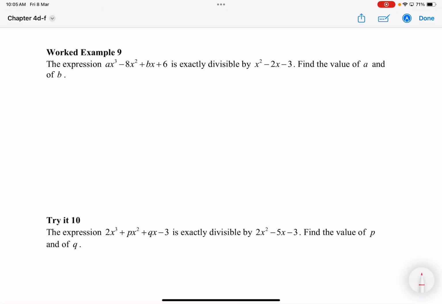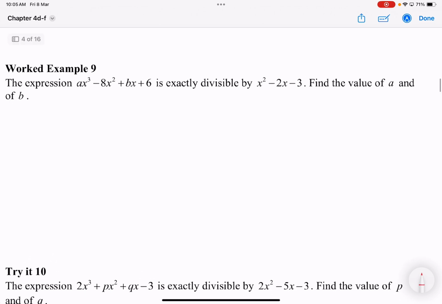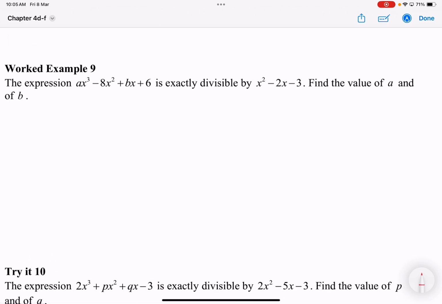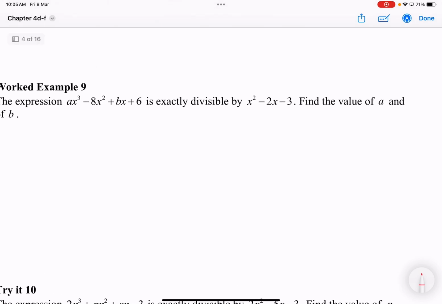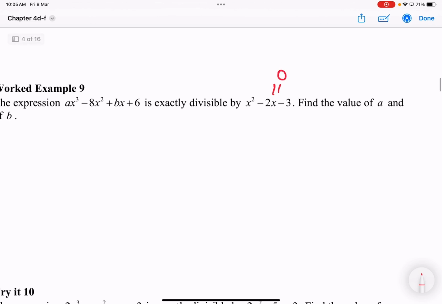So how do you do this question? Now this question seems a little bit difficult, but if your concept is strong, then it's actually not that difficult. Because remember, what do you want the value of the divisor to be? 0. So how do you make this 0? Let us find what values of x can make this 0. x squared minus 2x minus 3 equals 0.